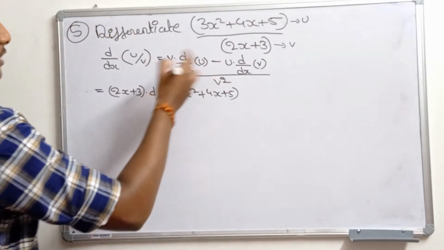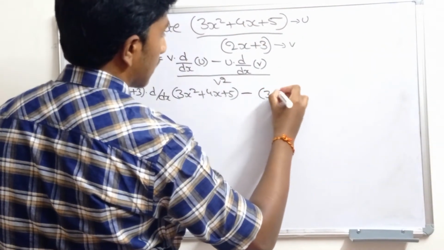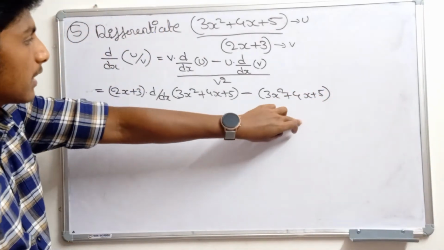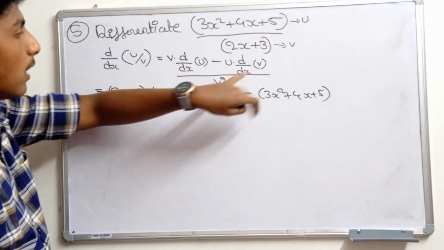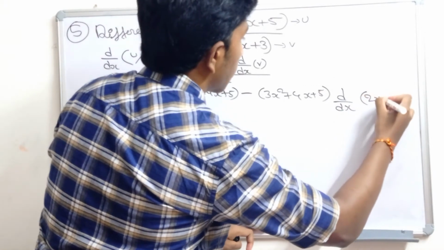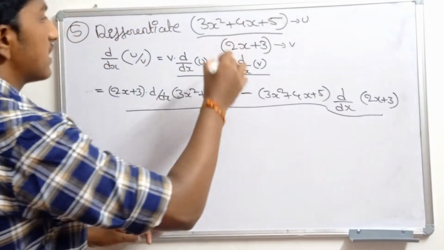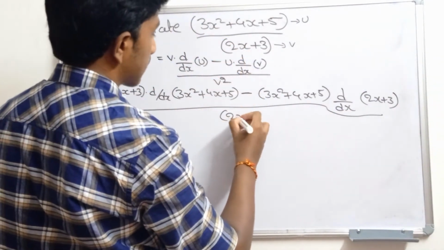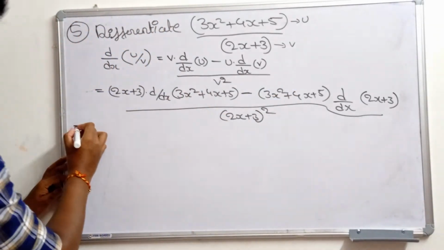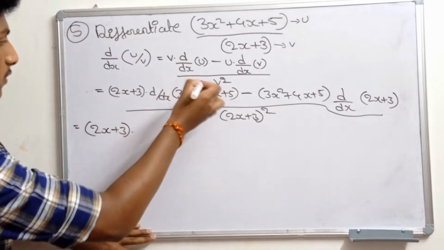v into d by dx of u minus u into d by dx of v, 3x square plus 4x plus 5. You have just written u, and d by dx of v means 2x plus 3 by v square. V square means 2x plus 3 whole square. First we have to solve this. We can write 2x plus 3 as it is into d by dx of 3x square.